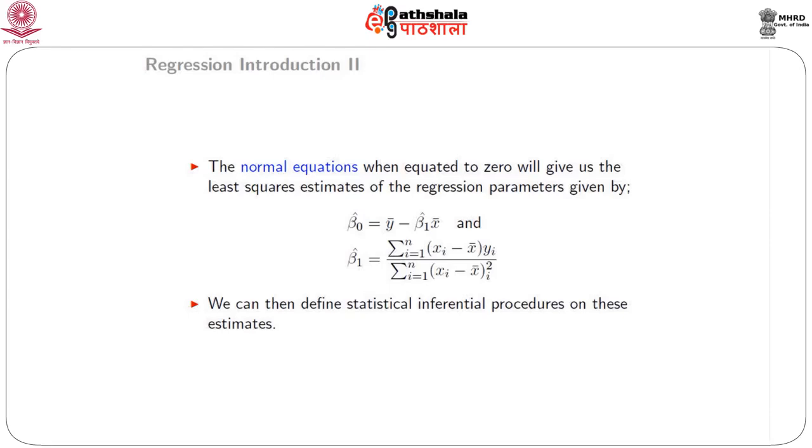The expressions for the least square estimates of the regression parameters are given by beta naught hat equals y bar minus beta 1 hat times x bar, where x bar and y bar represent the sample mean of the two variables x and y, and beta 1 hat is given by summation i equals 1 to n of x i minus x bar times y i divided by summation i equals 1 to n of x i minus x bar whole square. We can then define the statistical inferential procedures that we perform on these estimates of the parameters.